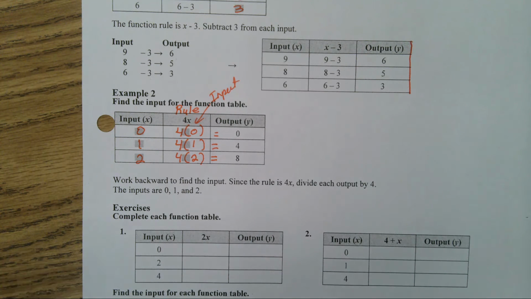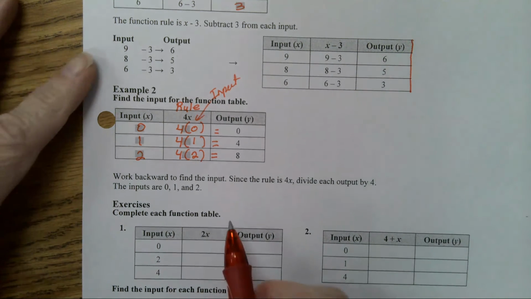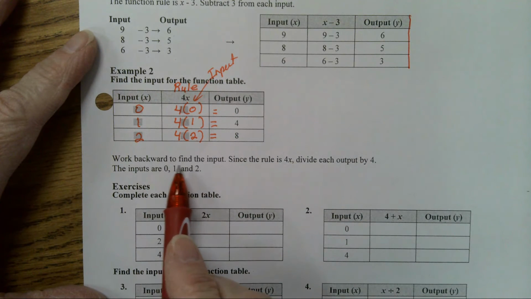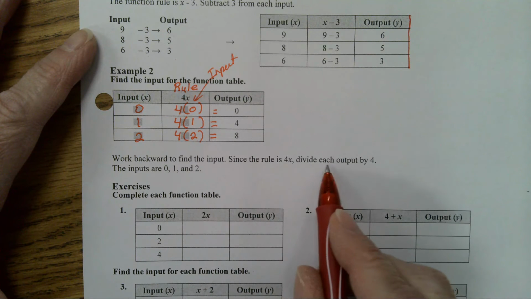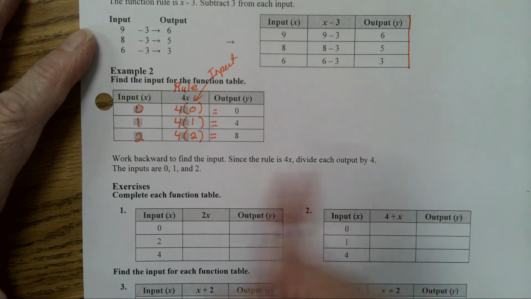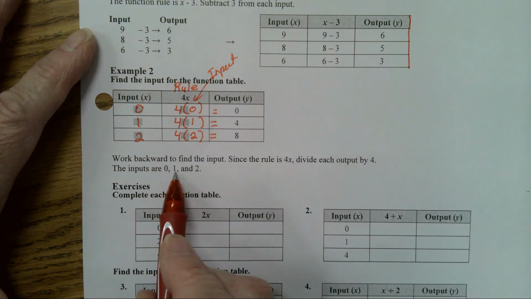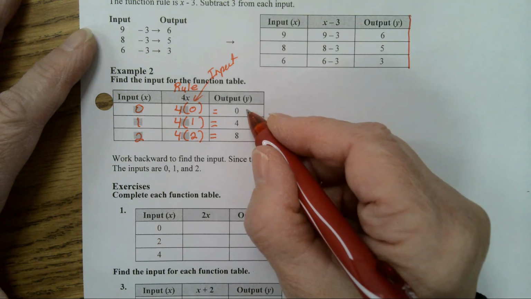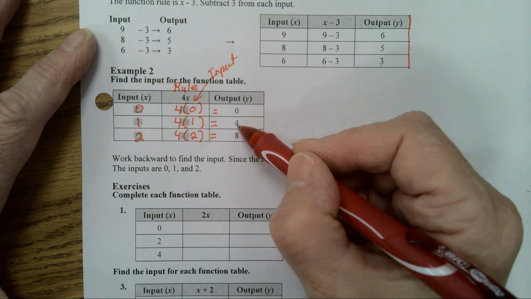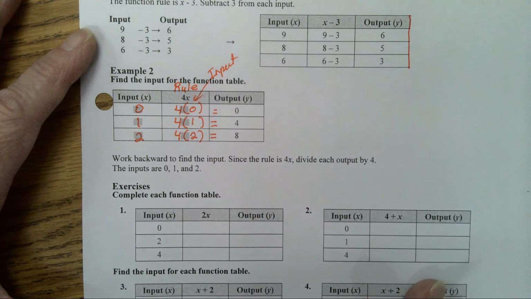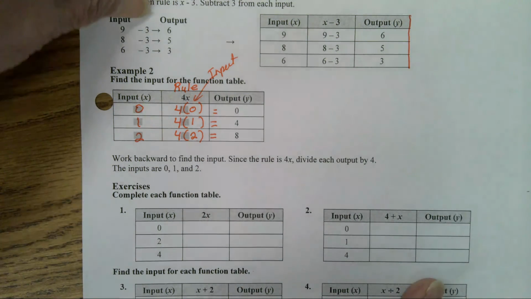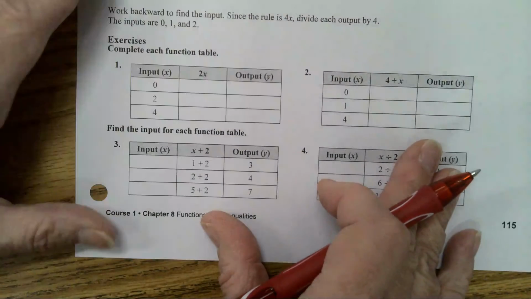Okay. It says work backward to find the input. Since the rule is 4 times x, just divide each output by 4. The inputs are 0, 1, and 2. Yeah, 0 divided by 4 is 0. 4 divided by 4 is 1. 8 divided by 4 is 2. Any questions? Okay, I told you this was an easy lesson.